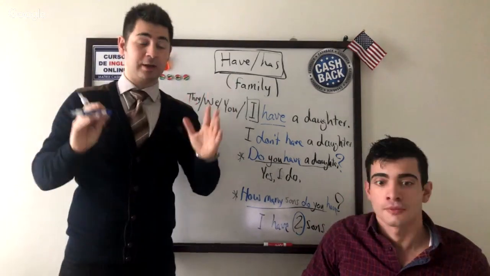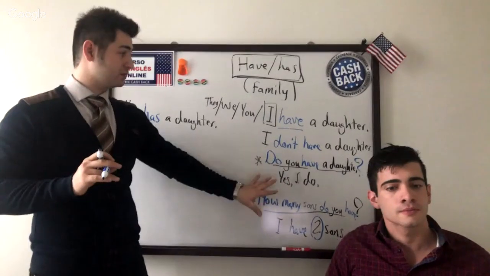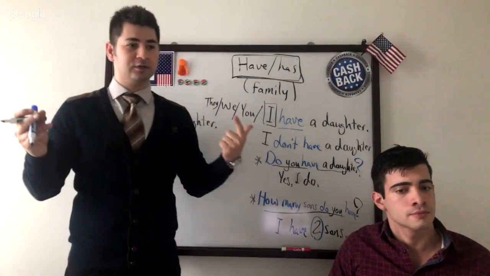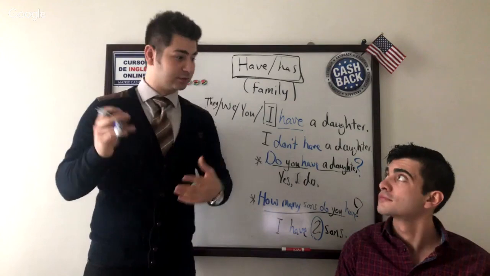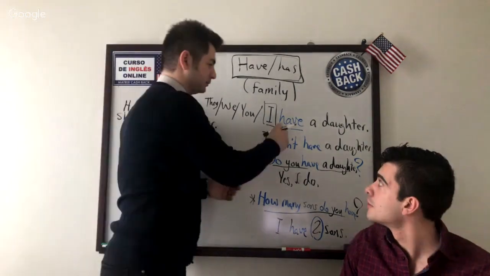On a piece of paper, create a family tree, like what I did at the beginning of the video session, and write sentences. I have a daughter. I have 2 sons, or brothers, or I have 2 sisters. Write a couple of sentences with the verb have.